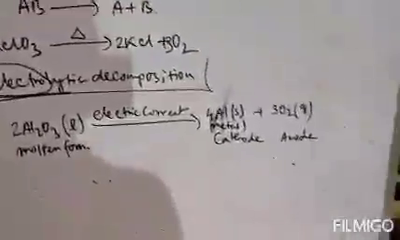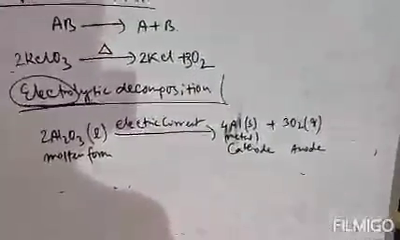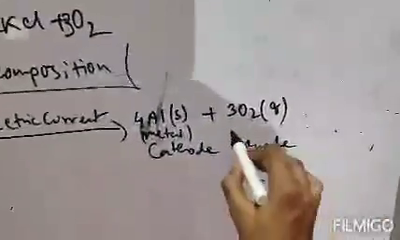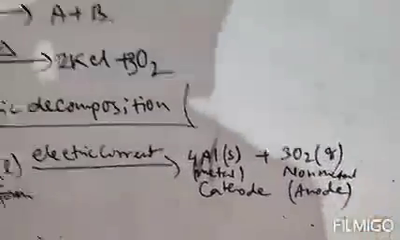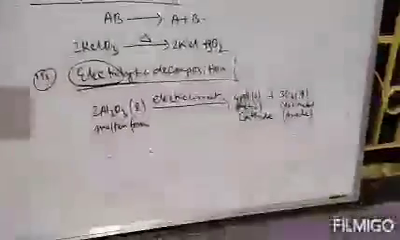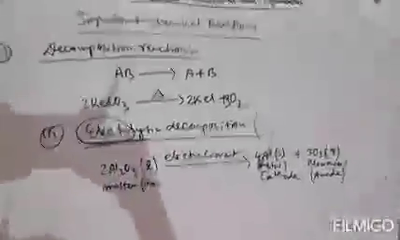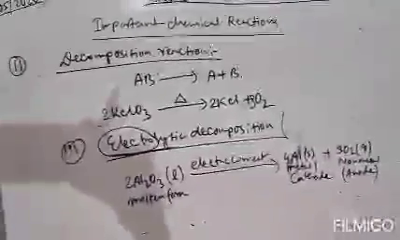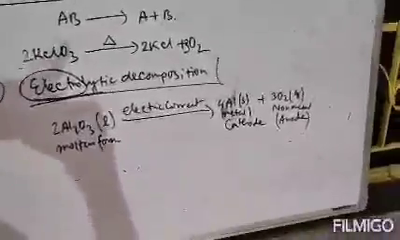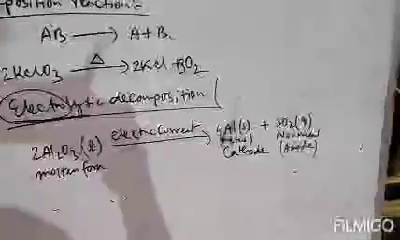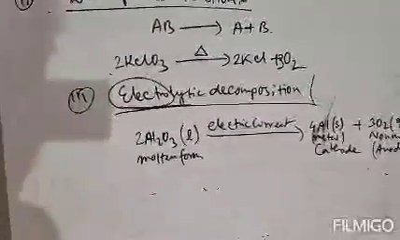So here the metal is aluminium, so aluminium is deposited at the cathode, and oxygen is a non-metal, so it is deposited at the anode. I have already covered that chapter, metals and non-metals, so you know well which is metal and which is non-metal. Metal is deposited at the cathode and non-metal is deposited at the anode. Clear? So this is your electrolytic decomposition where electricity is required.